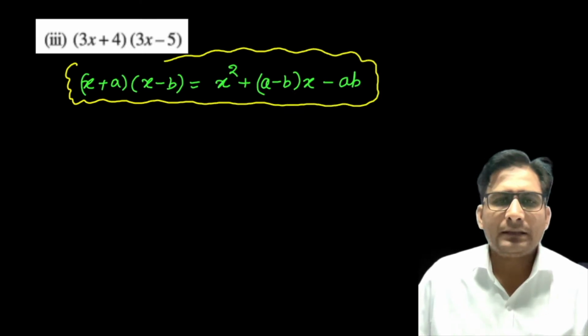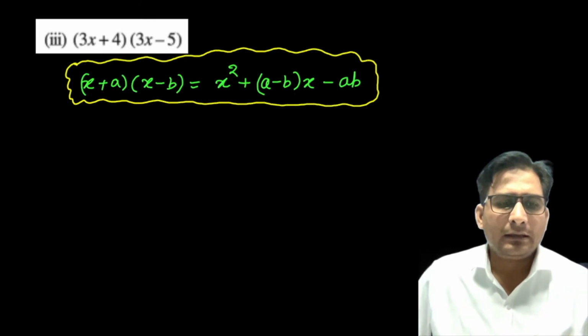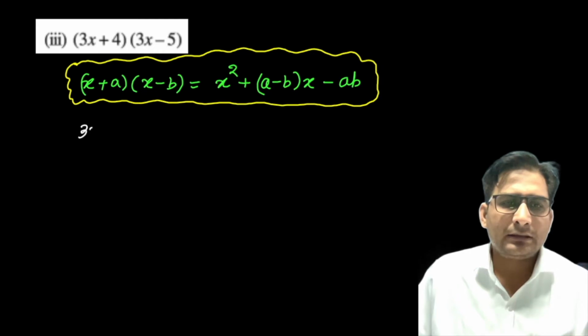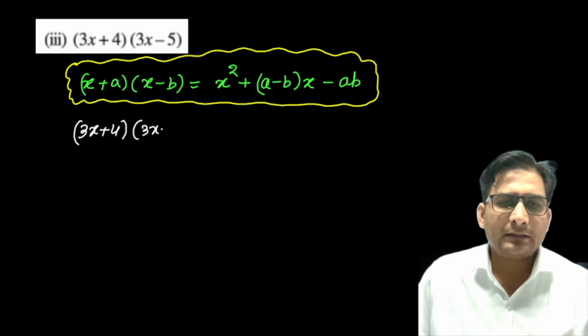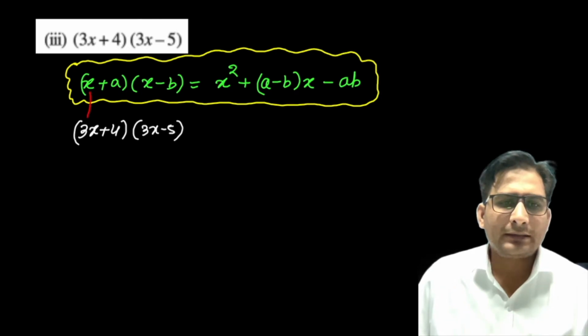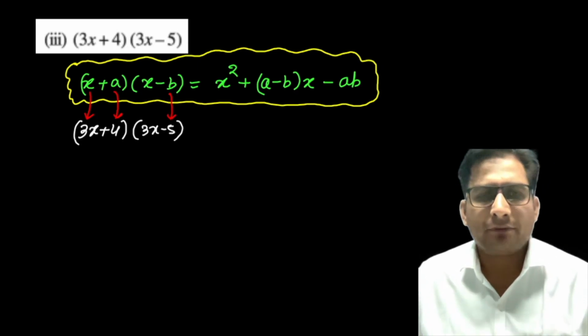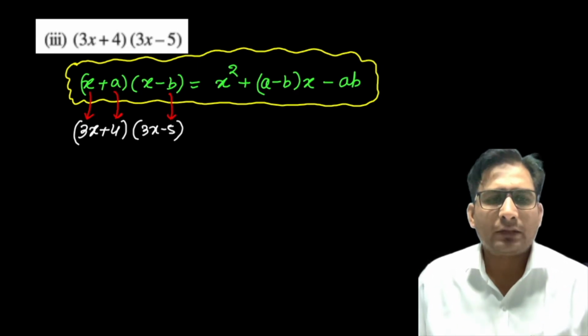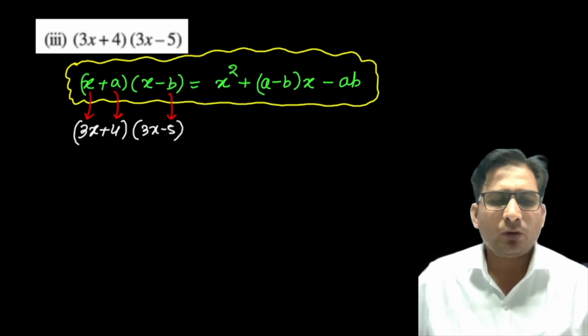Now if you compare this identity with the given expression in the question, it is (3x + 4)(3x - 5), right? So what is x in this case? The value of x is 3x. The value of a is 4 and the value of b is 5. Now at the place of x put 3x, at the place of a put 4 and at the place of b put 5 on this side.